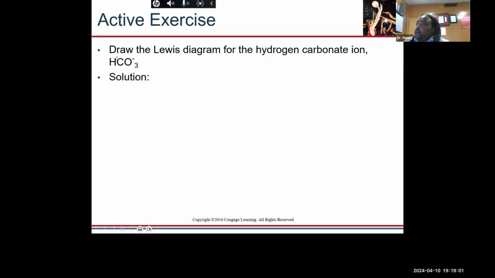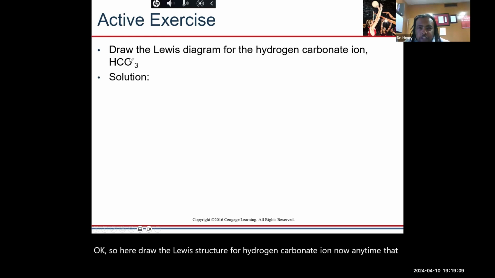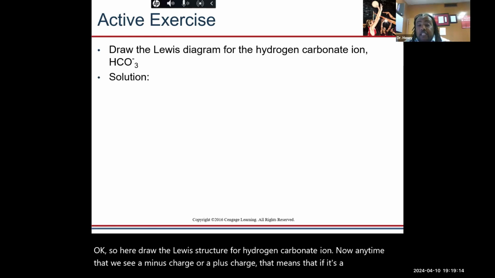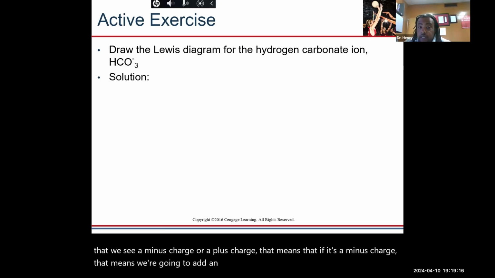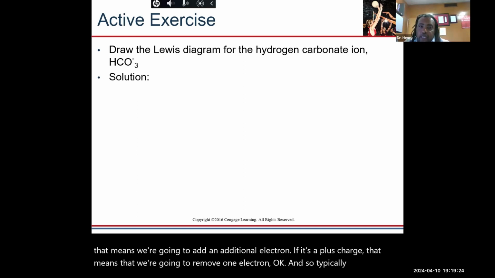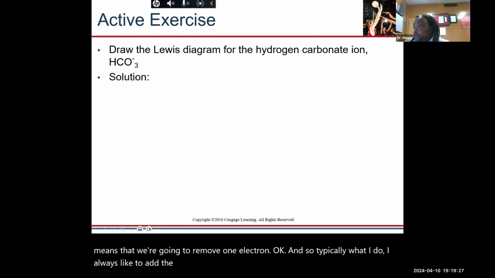Okay, so here, draw the Lewis structure for hydrogen carbonate ion. Now, anytime that we see a minus charge or a plus charge, that means that if it's a minus charge, we're going to add an additional electron. If it's a plus charge, that means that we're going to remove 1 electron. Okay. And so typically what I do, I always like to add the electron to the middle or to the center atom.